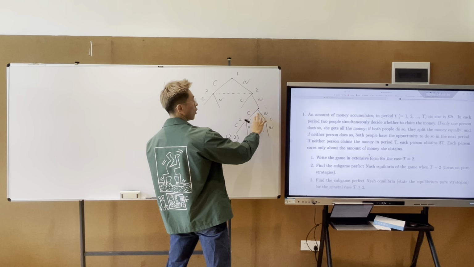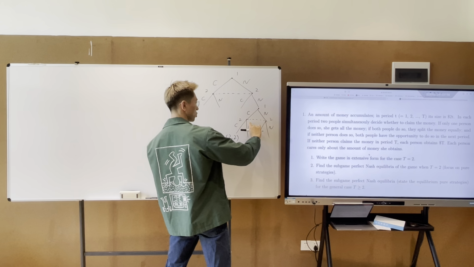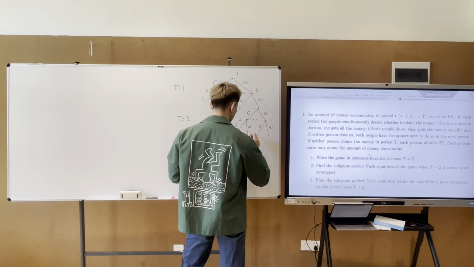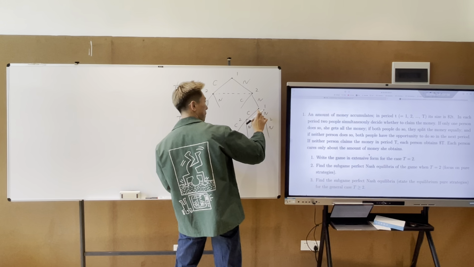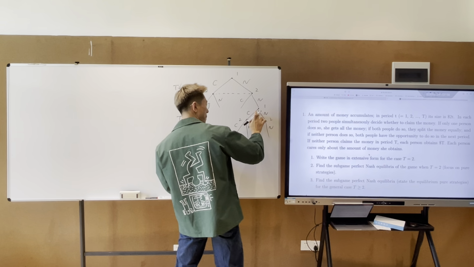And here, player 1 claims, player 2 does not claim, then player 1 gets 4, and player 2 gets nothing. And if player 1 does not claim, but player 2 claims, then player 1 gets nothing, and player 2 gets all the money. And if neither of them chooses to claim in period 2, then they also split the money equally.